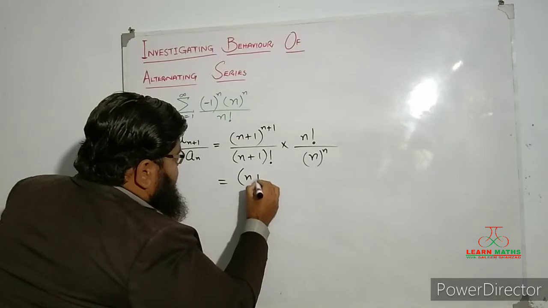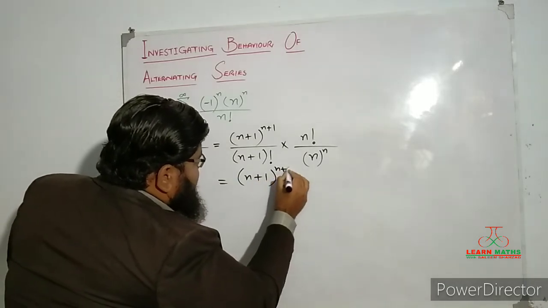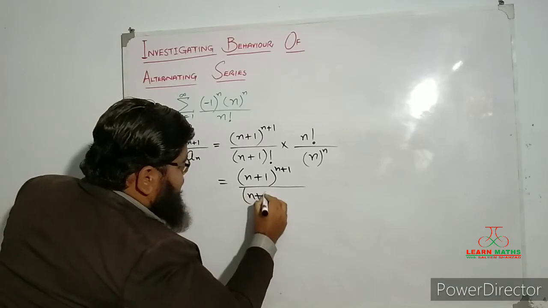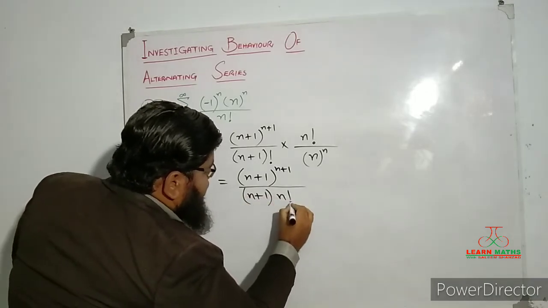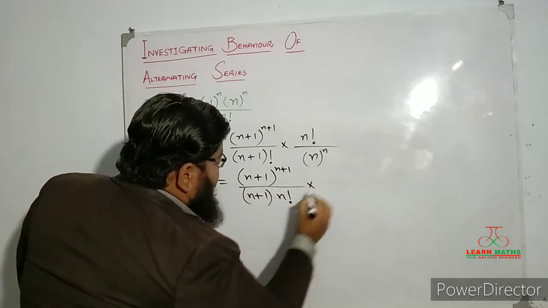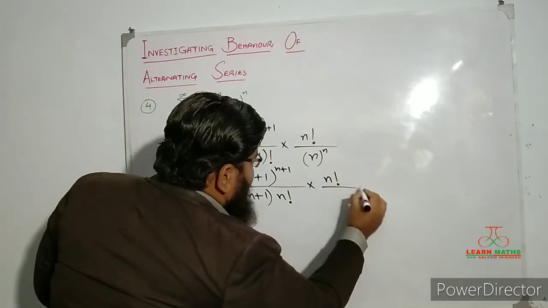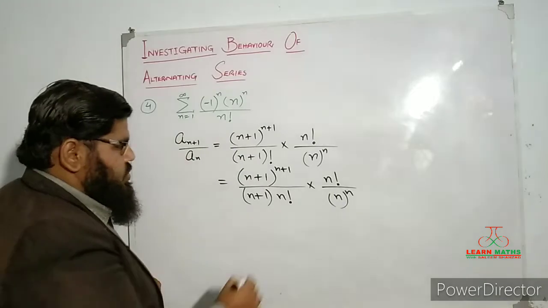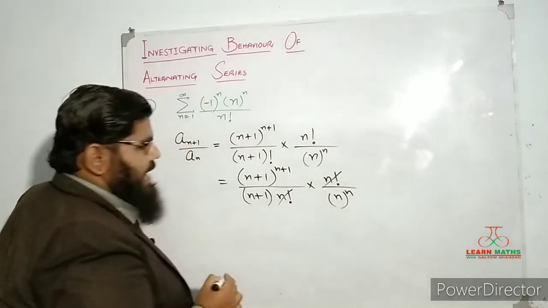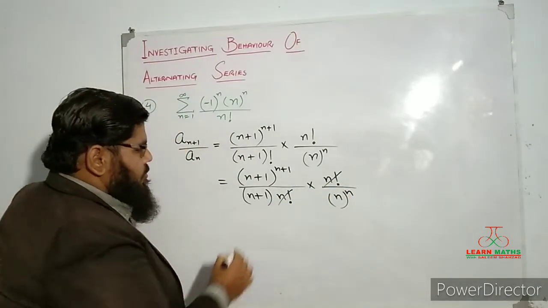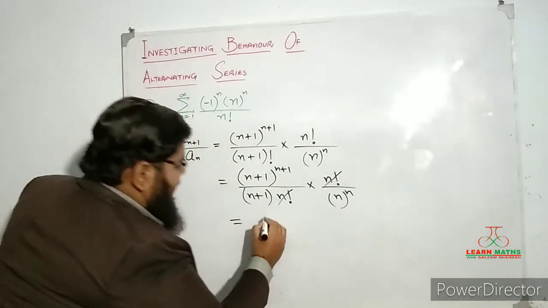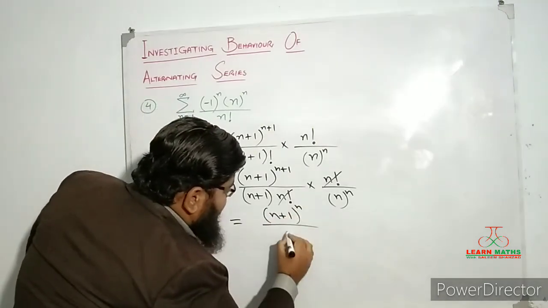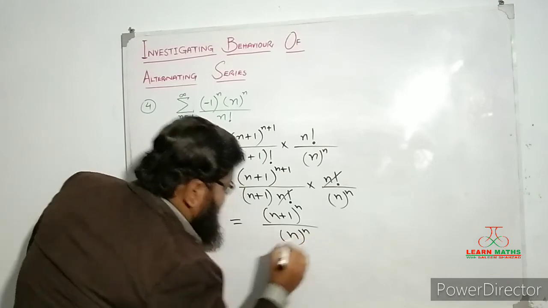(n+1)^(n+1) over (n+1)! can be written as (n+1) into n! multiplied by n! divided by n into n^n. So n! will cancel away with n!. So what do you have? You will have (n+1)^n over n^n.